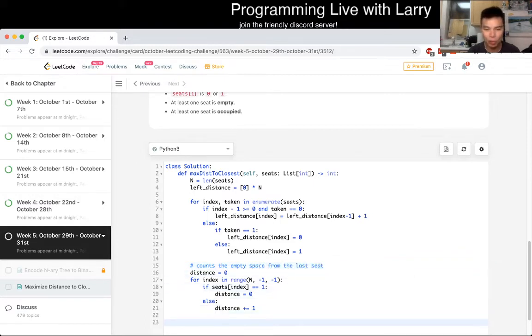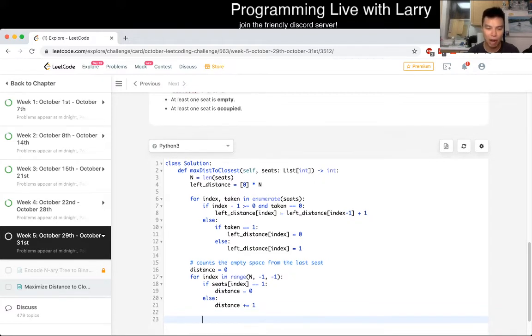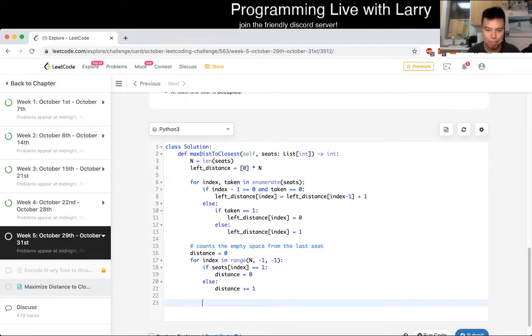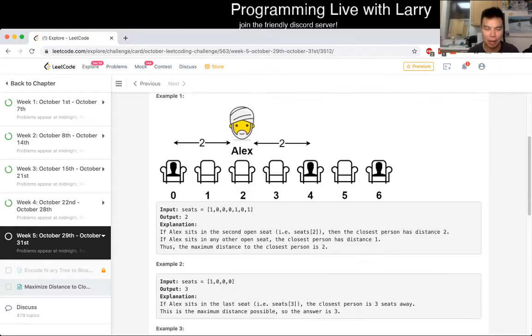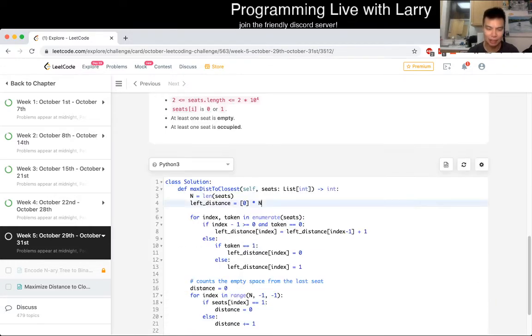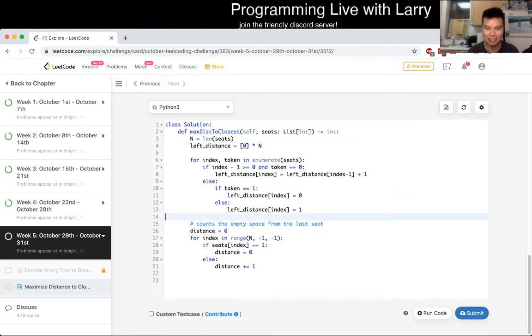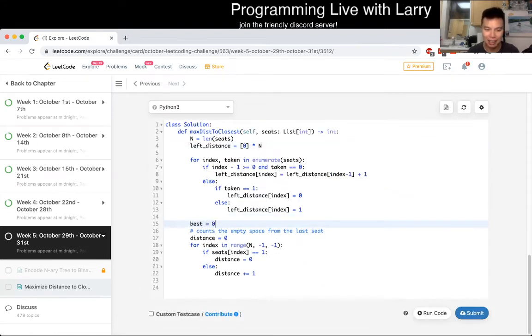And then now, in the meanwhile, we want to keep track of the maximum distance. So I usually call something like best, but it's a little bit vague, but that's okay. Best is equal to 0, and now best is equal to the max of best or the min of distance or left distance of index.